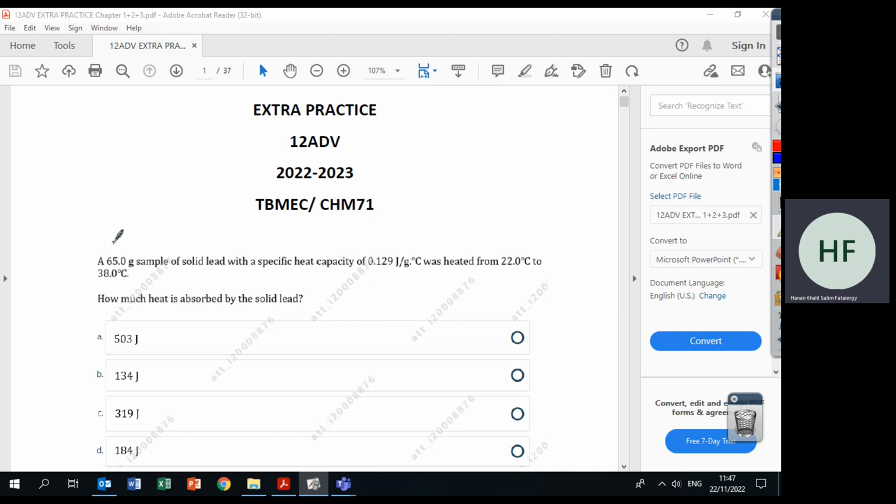Question 1, he gave you the mass, 65 grams of sample. The specific heat capacity is C. It was heated from 22 to 38, so this is the initial and this is the final. Now, how much heat? So he wants Q equals question mark. Okay, yalla, solve by yourself and then check your answers with me.